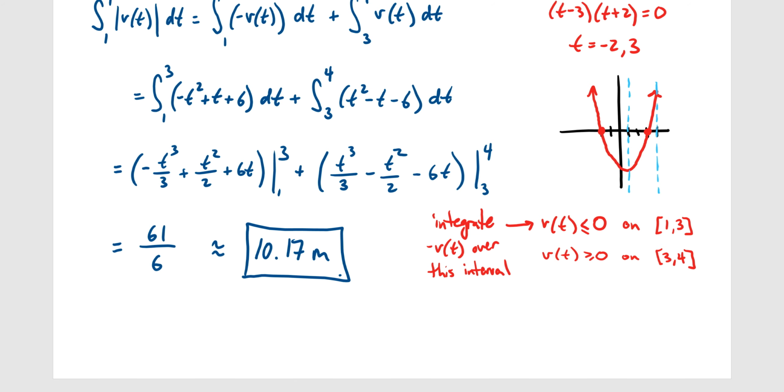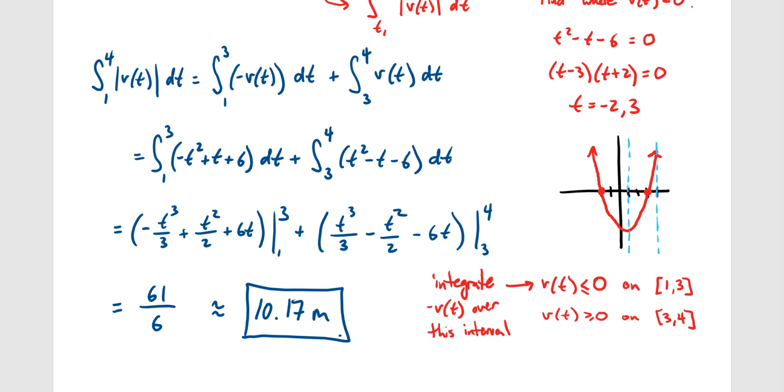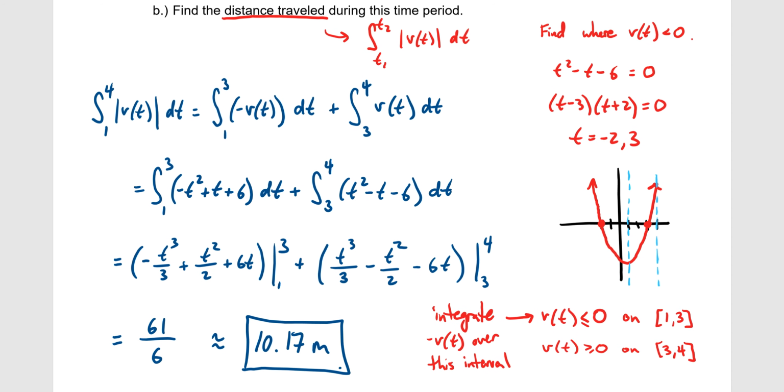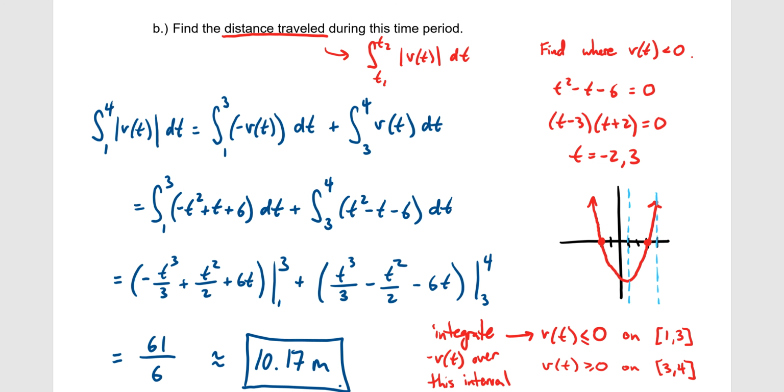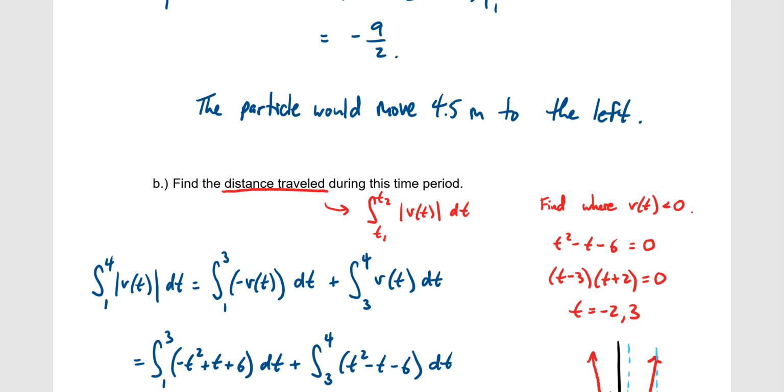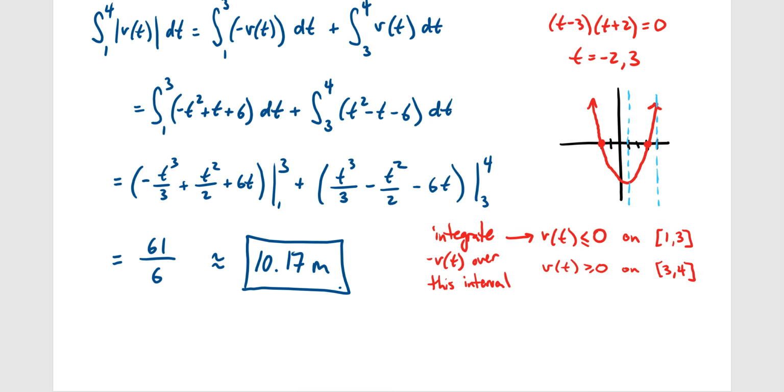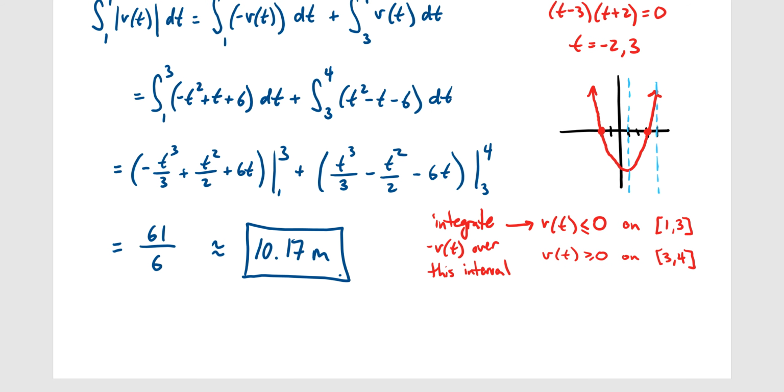Okay, you can see how distance traveled is a little trickier. You have to find when the function's negative and then chop up the integral and then negate the negative portion to make it positive and then integrate separately. So the total distance traveled was 10.17 and the displacement was 4.5 meters. Okay, so that is it for this section.